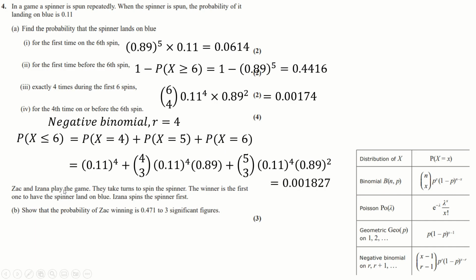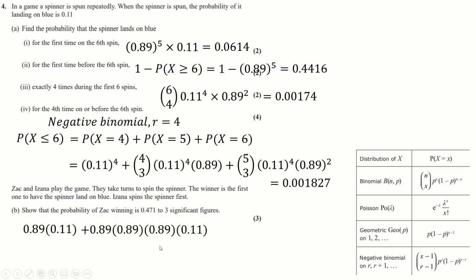Next, these two people are playing a game. They take turns to spin it. The winner is the first one to land on blue. It shows Zach winning. So if she's the first person to spin, for Zach to win, he requires her to miss first, which has probability of this, and then he needs to spin blue. Now that's the probability of him winning on his first go, which he doesn't have to. Next, what could happen is she could miss. He could miss. Then she has to miss.